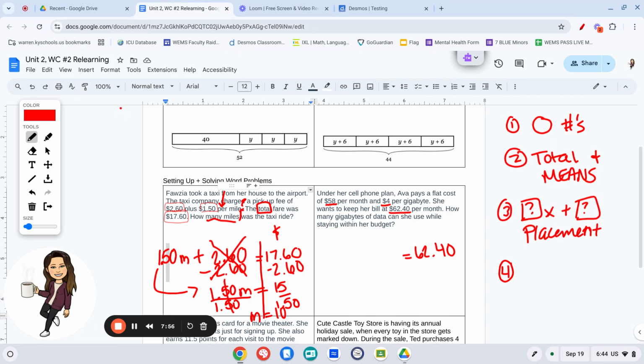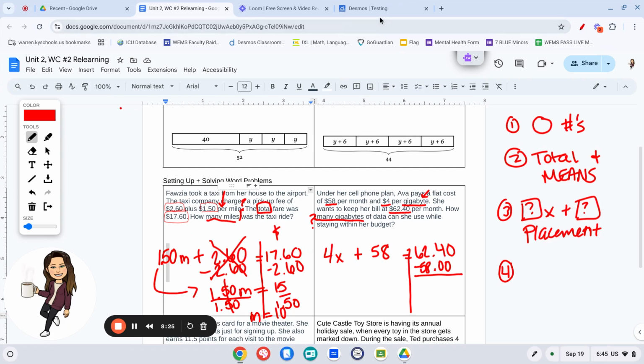I know this is tricky because you got the word per twice, but we're only talking about 1 month. We want to know how many gigabytes. So if that's our question mark, that's what goes with the X, gigabytes. So 4 times the number of gigabytes that we want to stay within budget, plus that flat fee for service, and then solve. So minus 58.